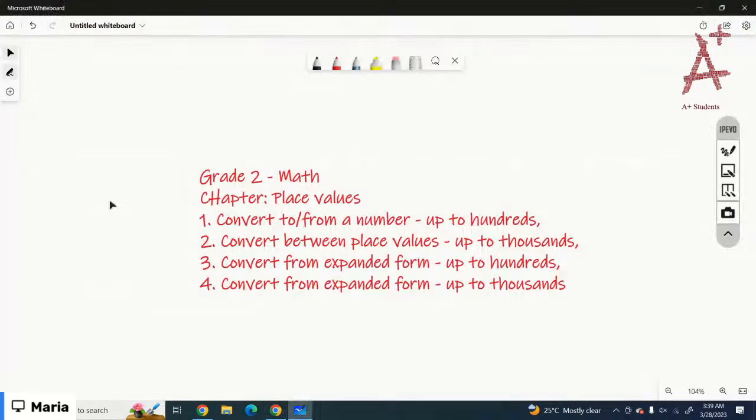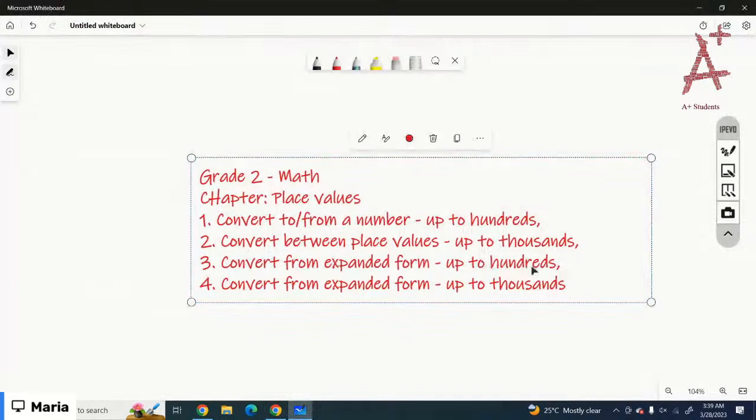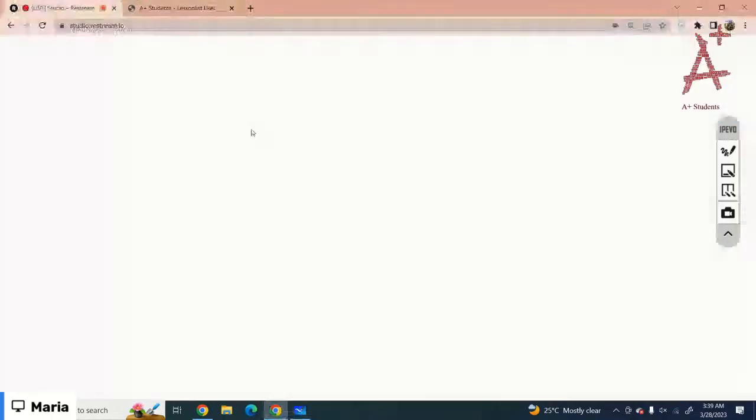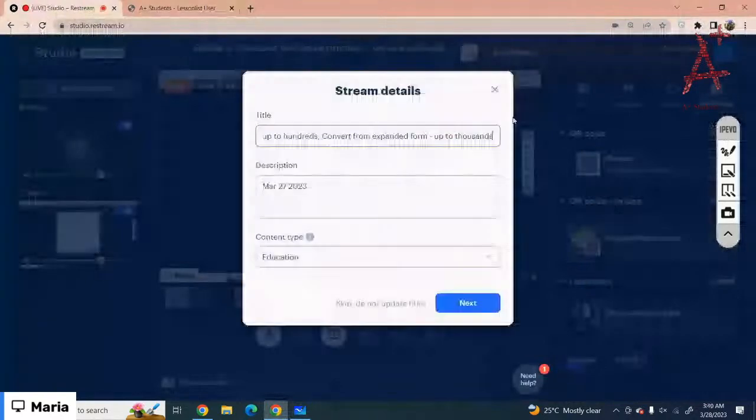Lessons we have covered are convert to a number up to hundreds, convert between place values up to thousands, and convert from expanded form up to hundreds. This one we haven't covered. Let me just remove this. We'll do this next week. Got it? So these are the lessons we have completed today. Let me rename the lesson also because we haven't done the thousands one. We'll cover the lesson next week. Got it?